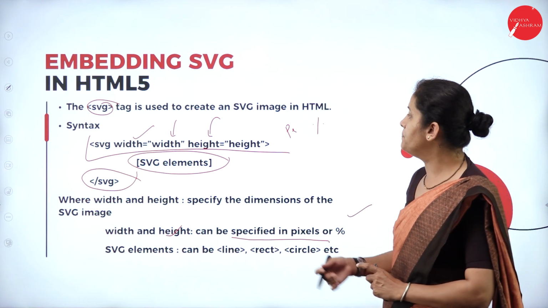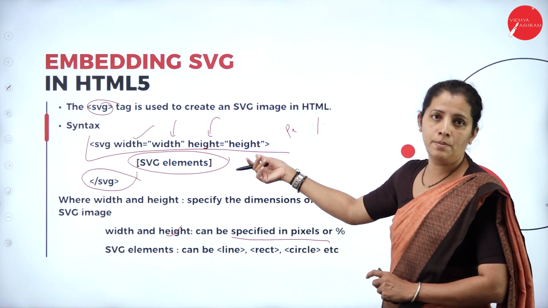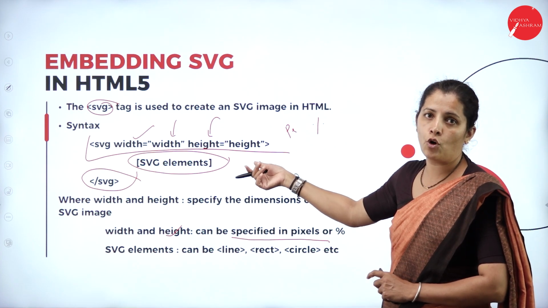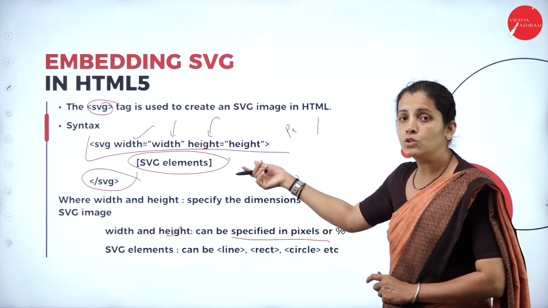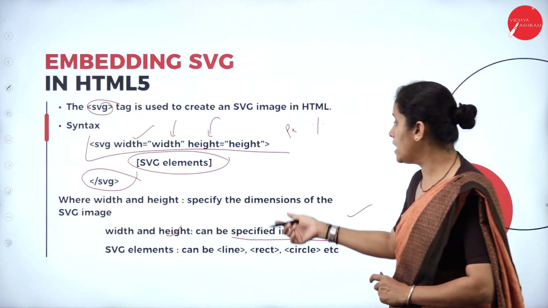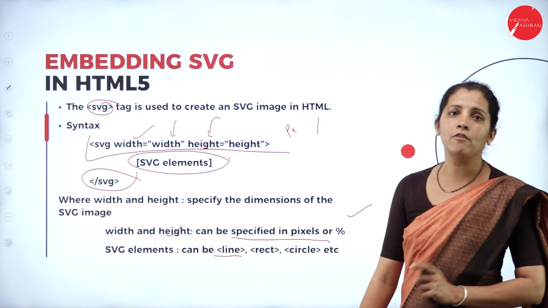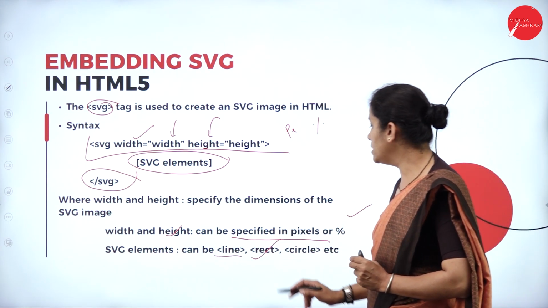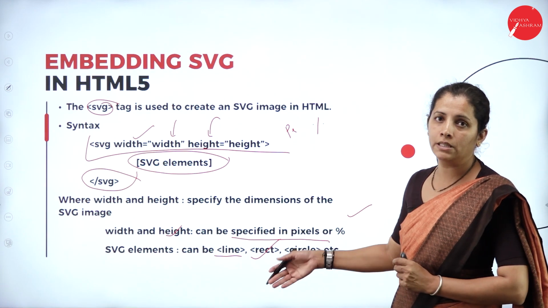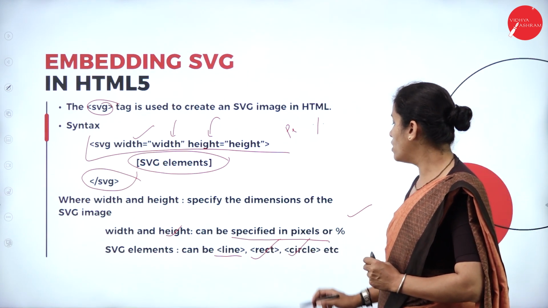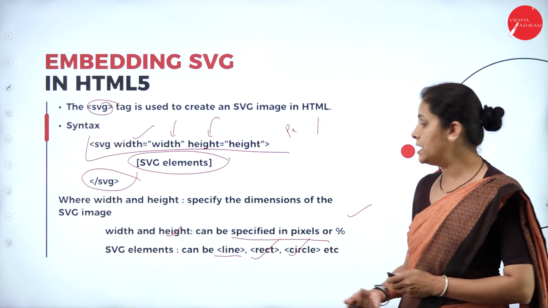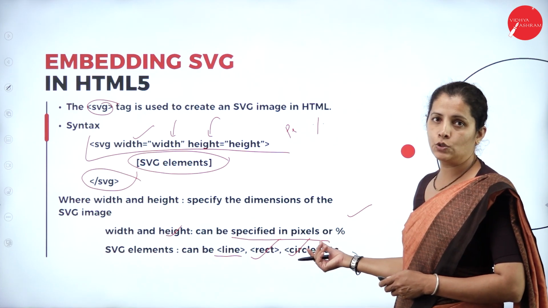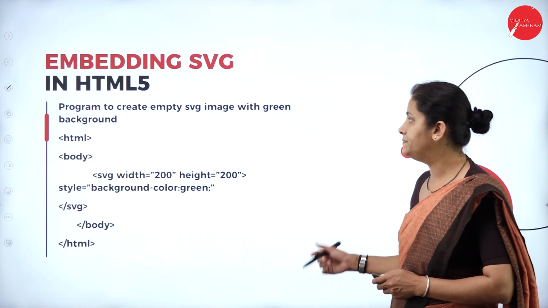And some of the SVG elements are, elements in the sense what? Tags. So what are the SVG tags? I can have the line tag, I can have the rect tag, that's nothing but the rectangle. For a circle, I can have the circle element. So elements are nothing but the tags.